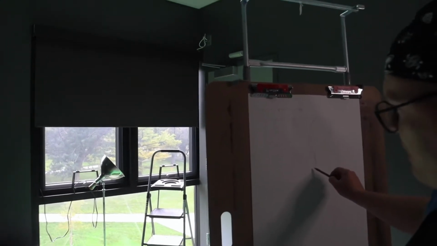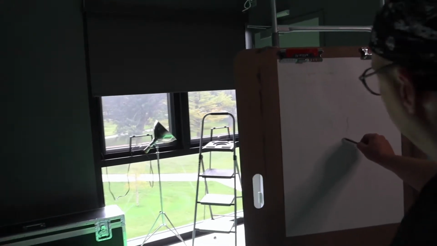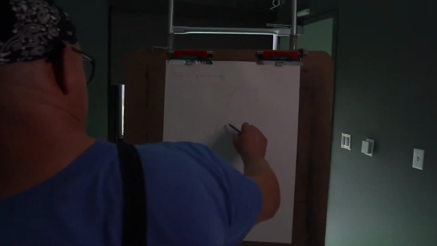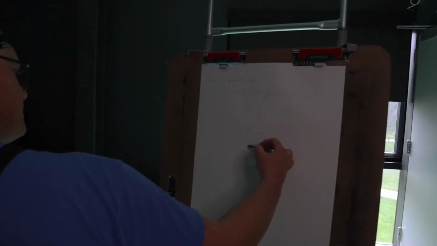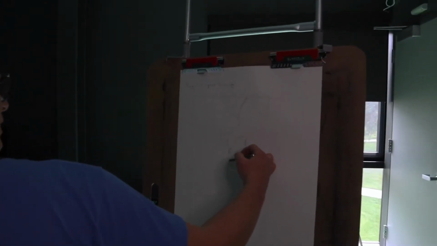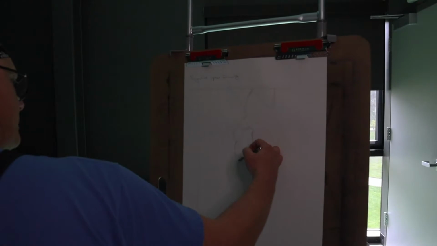For me, it really helps to think about this very abstractly. Again, I don't want to think about my subject so much. I want to think about the spaces that exist around my subject. And that's what I really want to get right.